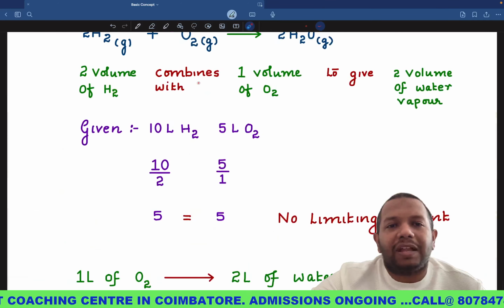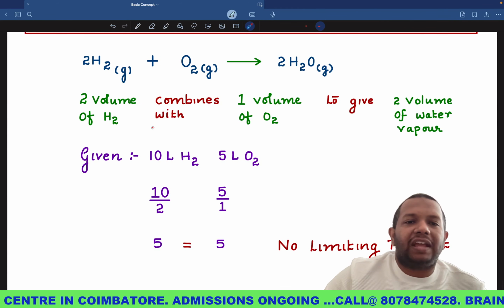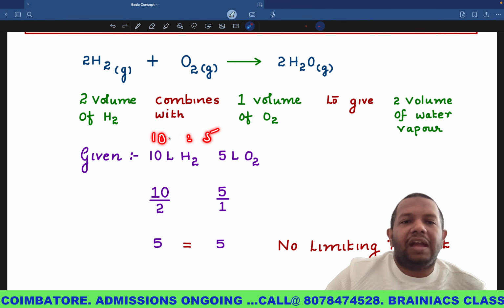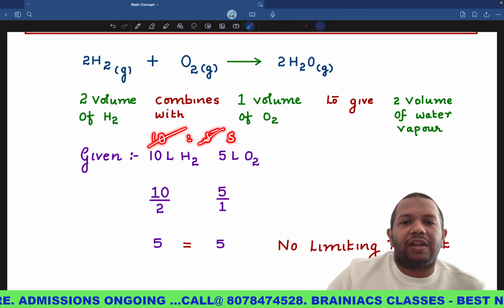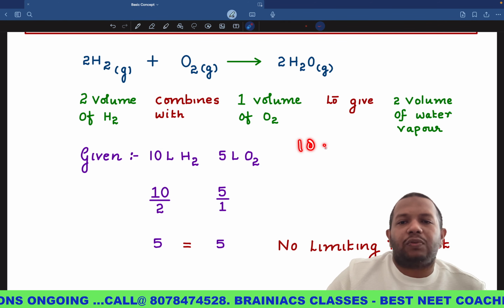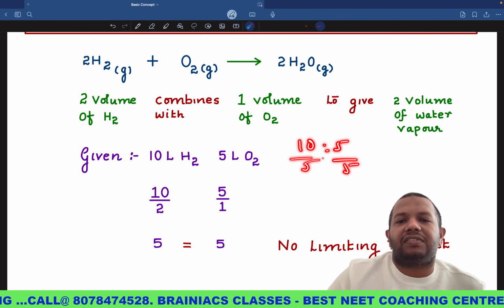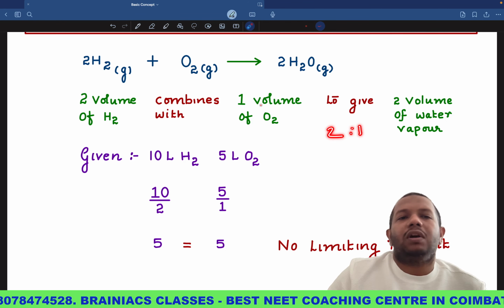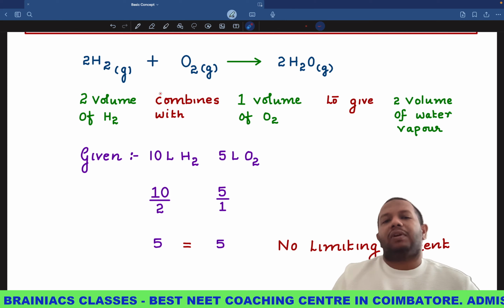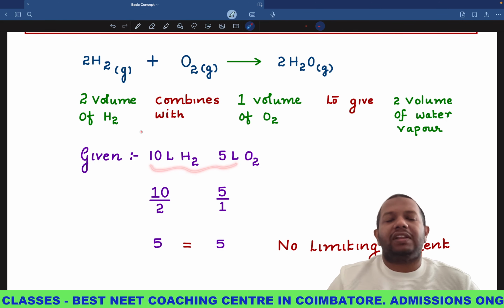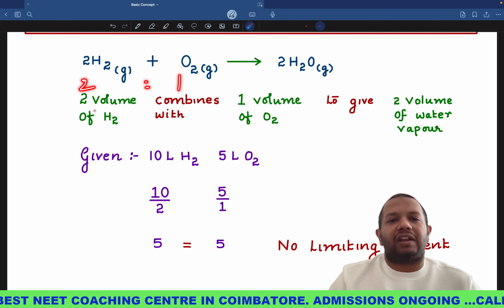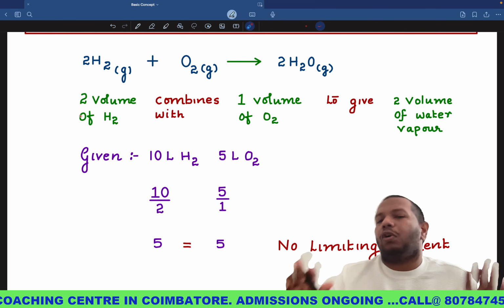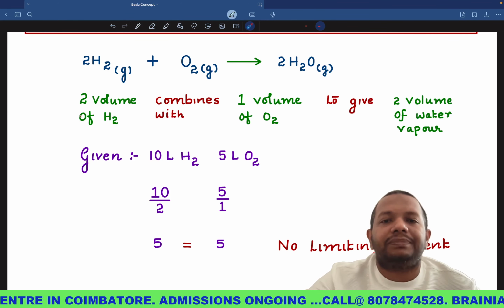Why I am telling you this is because if you take this 10 is to 5 and cut it down with the smallest, 5, so 10 is to 5 divided by 5 on both sides, then this will become 1 is to 2. That is nothing but this value. If you take the ratio of the given quantities and that ratio is equal to the stoichiometric ratio, then also no limiting reagent will come into the picture.